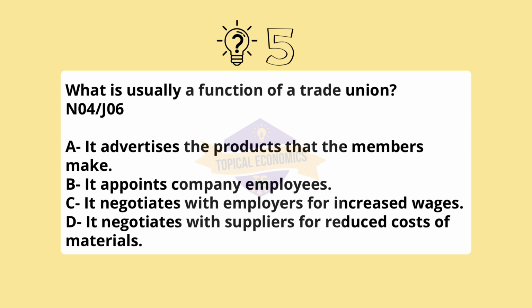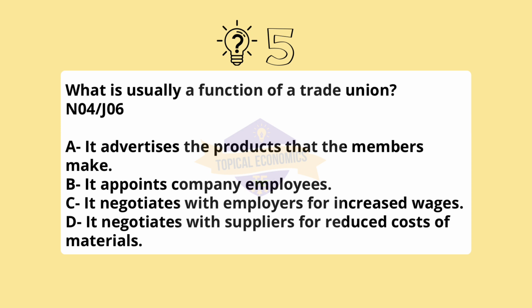Coming to question number 5. This has come in November 2004 as well as in June 2006. What is usually a function of a trade union? Option A, it advertises the products that its members make. Option B, it appoints company employees. Option C, it negotiates with employers for increased wages. And option D, it negotiates with suppliers for reduced cost of materials.